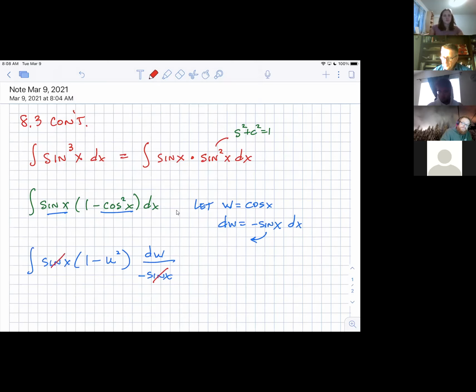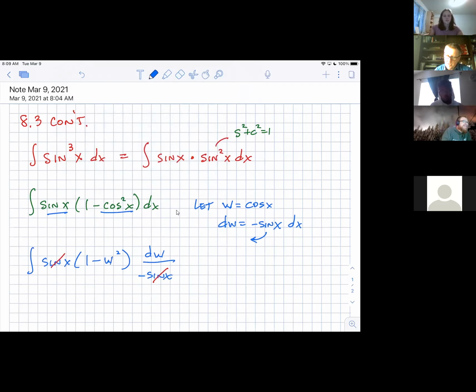And so all I end up with is, I said u, why was I saying u? It's my own fault for choosing something different. I let w be cosine. So now everything is w. I still have that minus sign that I don't want to lose track of right there. And so I think I'll just turn it around and make it positive w squared minus 1. Does it make sense? That is an easy integral to take.